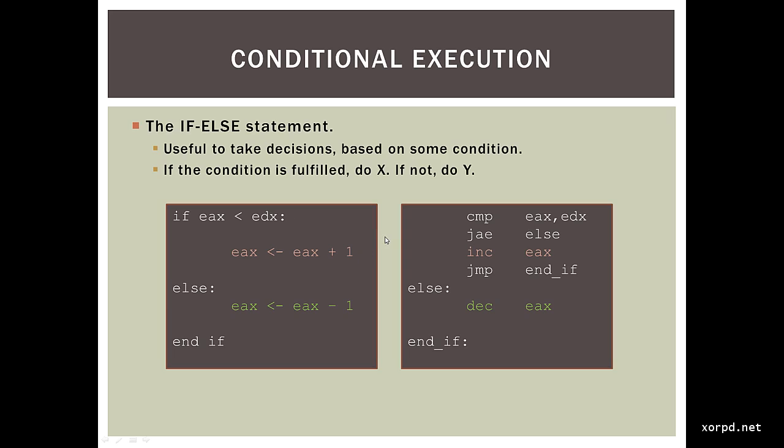Let's take a look at what we see here. On the left, in the pseudocode, we can see that we have this if statement. Actually, we check if EAX is smaller than EDX. If the condition is fulfilled, we are going to run this piece of code. We are going to add 1 to EAX and then store it inside EAX. If the condition is not fulfilled, we are going to decrease EAX by 1 and store the result inside EAX.